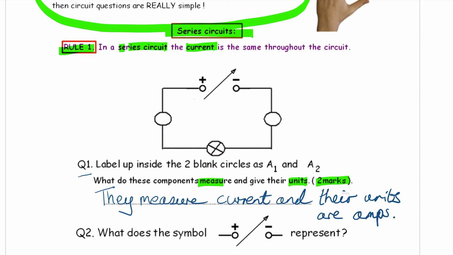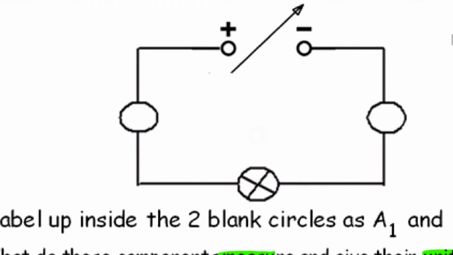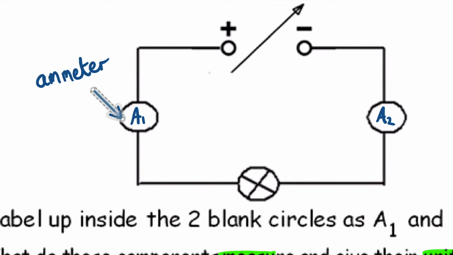They could have asked, what are these circles? Well, these circles, let's just label them first of all. A1 and A2. They both, of course, are meters. I'll just label one of them for now, ammeter. Okay, there's our ammeter. And go back to the question.